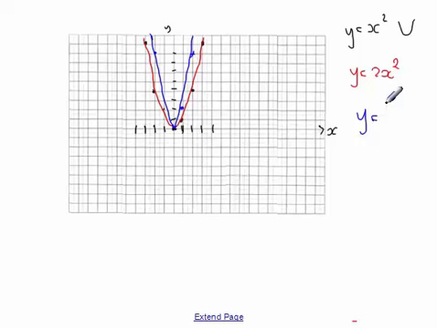Then let's take now y is equal to half x squared. Obviously at 1, instead of being 1, it's going to be half, because 1 squared is 1, half of 1. So the graph is going to be there. At 2, instead of being 4, it's going to be 2. At 3, instead of being 9, it's going to be 4.5. Where is 4.5? 4 is here, is it? So 4.5 is here.